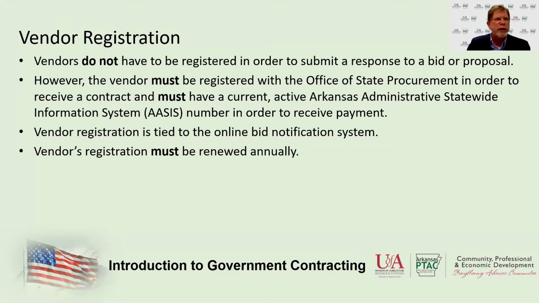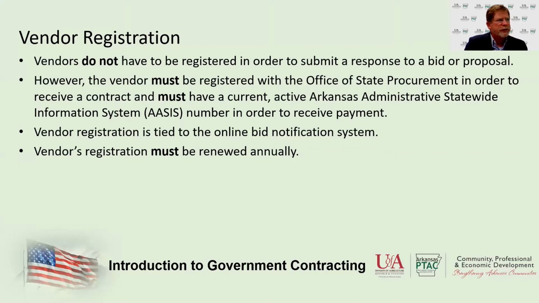And that vendor registration number, it's a 9-digit number, the Arkansas Administrative Statewide Information System. Okay, and that's called ACES for short. When I was a state employee, we had other nicknames for ACES. Not many of them were nice. It's a huge system that the state uses, but ACES is a good system. It retains a lot of information.